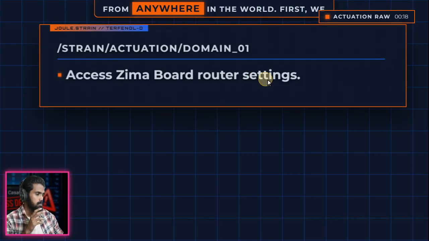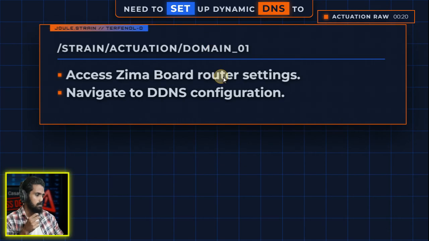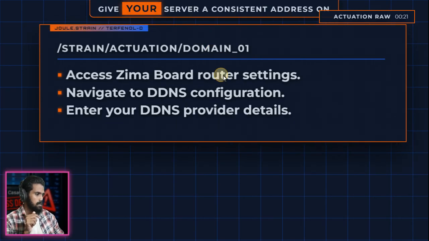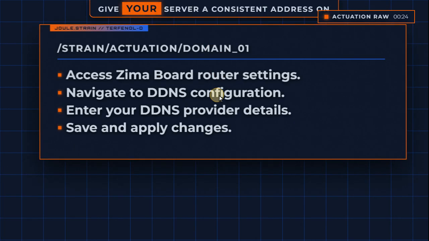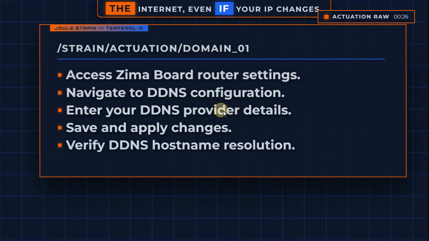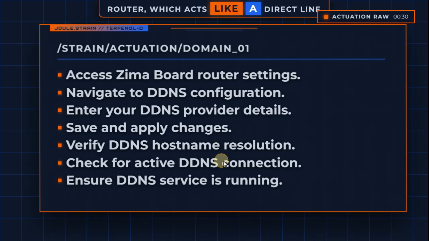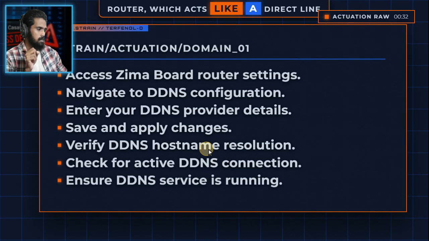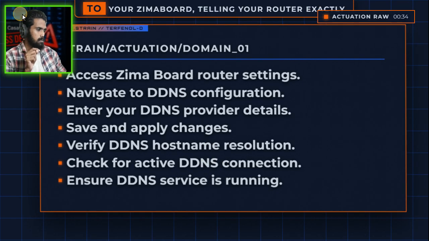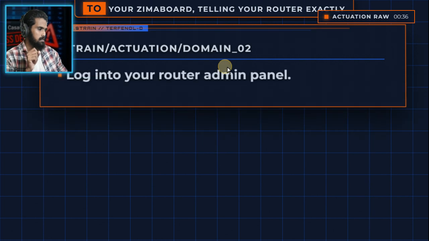First, we need to set up dynamic DNS to give your server a consistent address on the internet, even if your IP changes. Then, we'll configure port forwarding on your router, which acts like a direct line to your ZimaBoard, telling your router exactly where to send incoming requests.